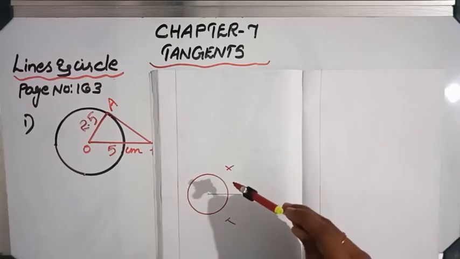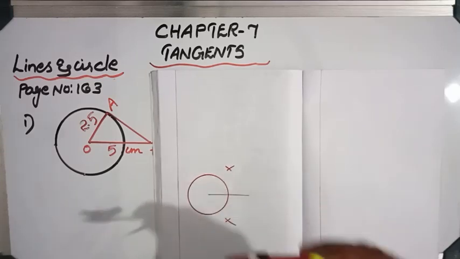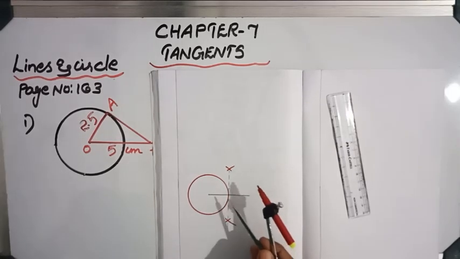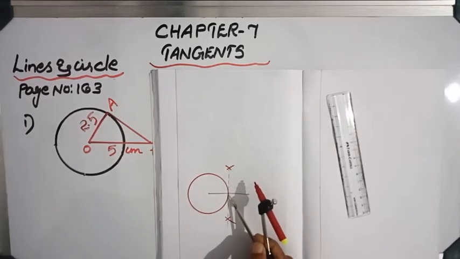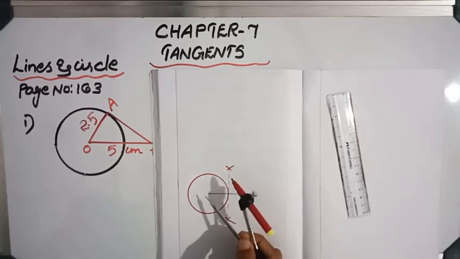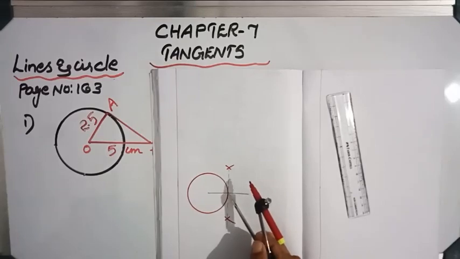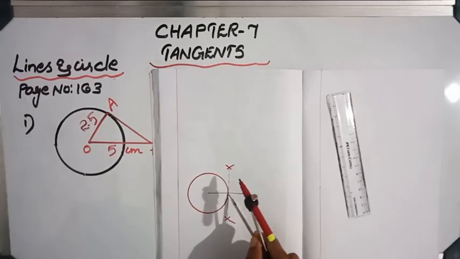Okay, then join those two points. Then you will get what? Perpendicular bisector. Here the bisector will be on the circle. Okay, midpoint, because it is a 2.5 centimeter radius circle. Okay, directly we know the midpoint will be this one, 2.5 centimeter.